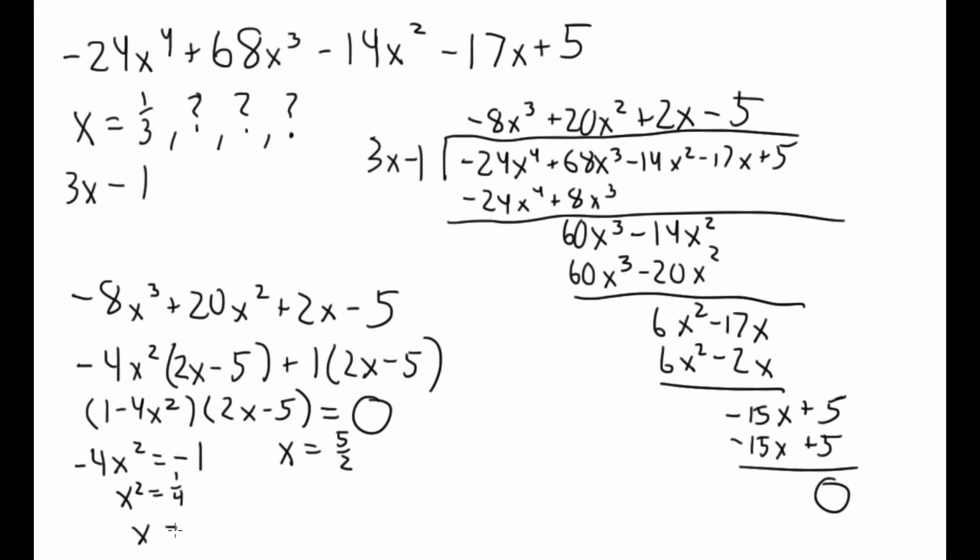And now we can take the square root of both sides. The square root of 1/4 will be 1 over the square root of 4, which is 2. But remember, it's plus or minus. So this x is actually plus or minus 1/2. So the roots that we have here are 1/3, 5/2, positive 1/2, and negative 1/2. Those are the 4 roots of the quartic function. Remember that you always need as many roots as there are degrees here. The degree is 4.